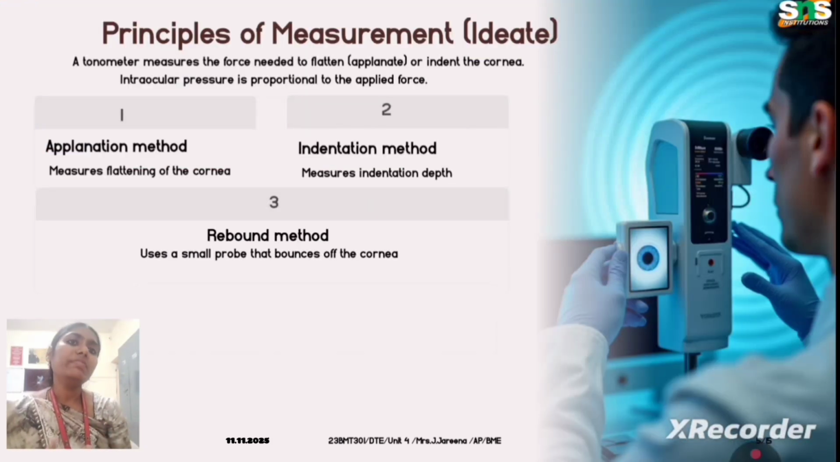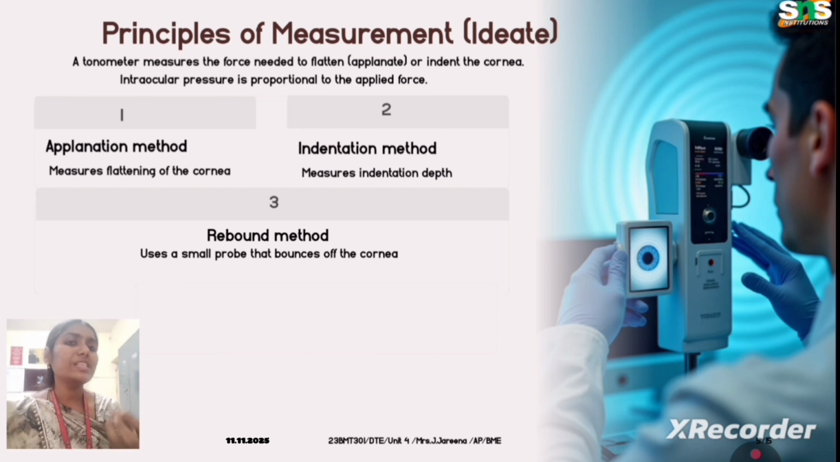So what are the different working principles behind the measurement of IOP based on the tonometer? We have three methods. One is the applanation method, second one is the indentation method, and third one is the rebound method. In the applanation method, we are measuring based on the pressure or the force which we give to flatten the cornea. The second one is the indentation method. Here we are measuring the indentation, that is the depth of the indent, under a known weight. And the third one is the rebound method.